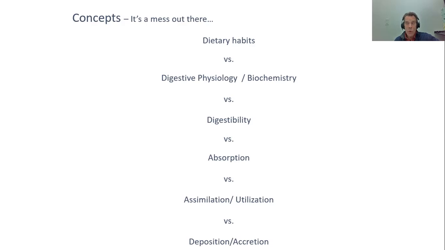Measuring absorption is extremely difficult. It requires ex vivo work, cutting out a piece of the intestine and then applying all kinds of processes to it, which is not very physiologically relevant for living animals.